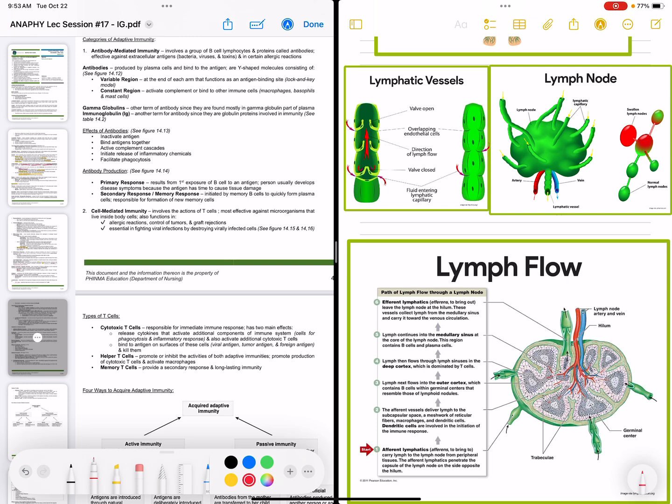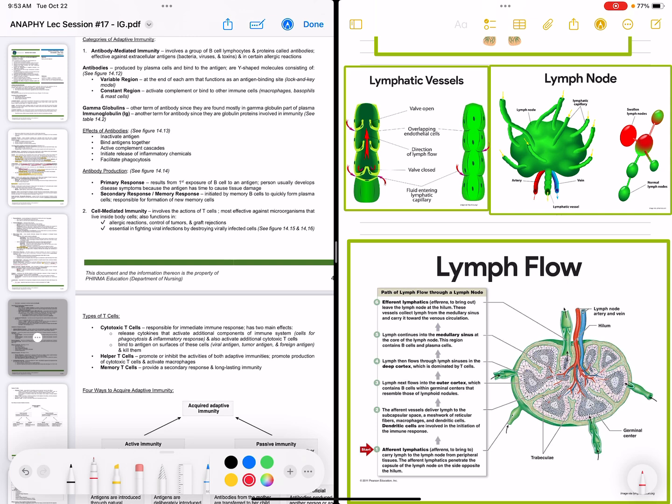So ang primary response results from first exposure of the cell to an antigen. So person usually develops disease symptoms because the antigen has time to cause tissue damage. And secondary response or ginatawag na memory response initiated by memory B cells to quickly form plasma cells responsible for formation of new memory cells.